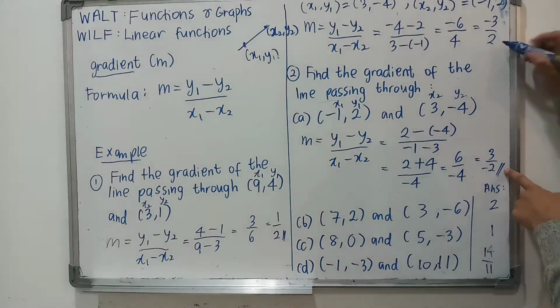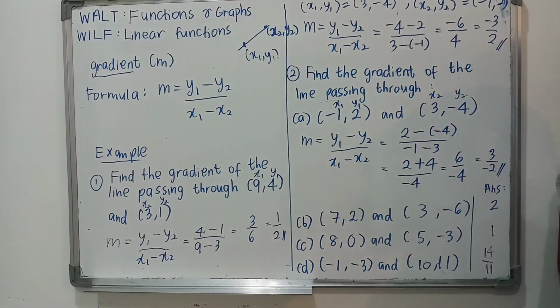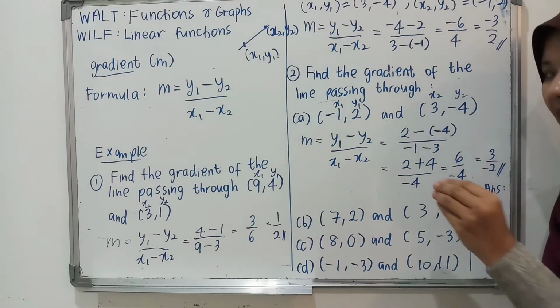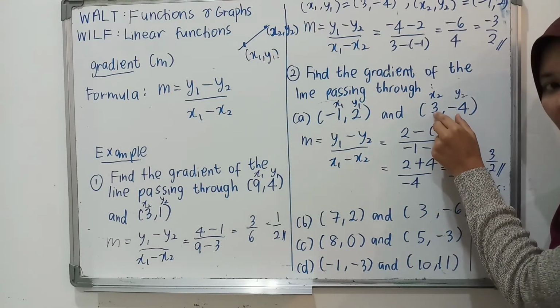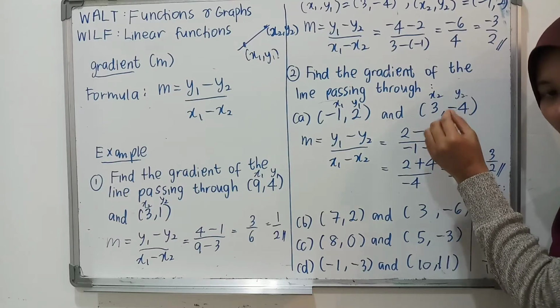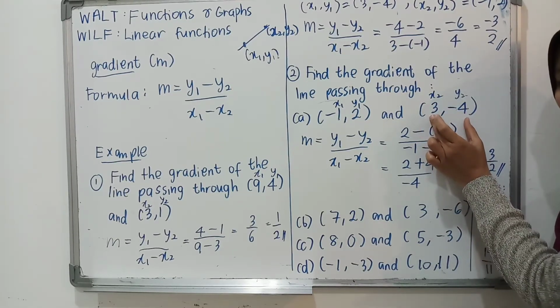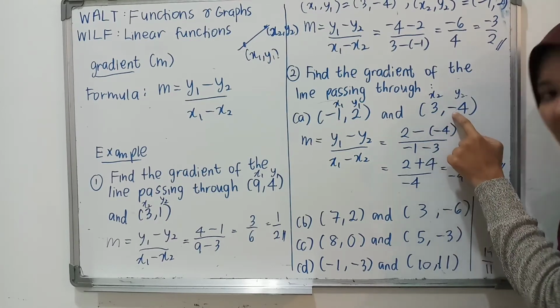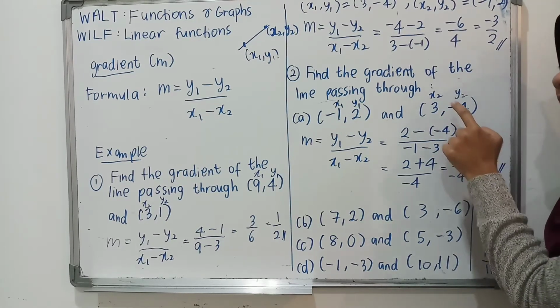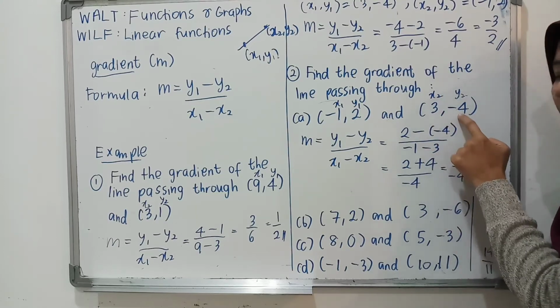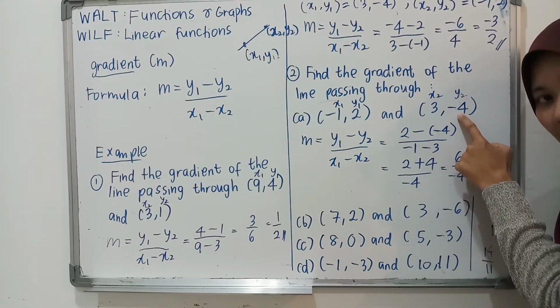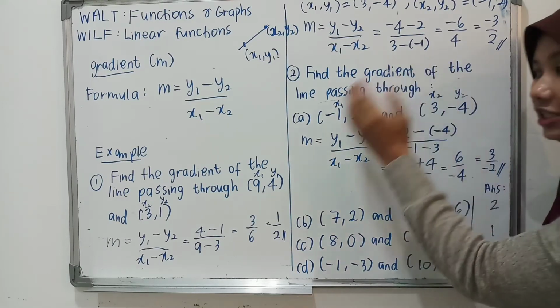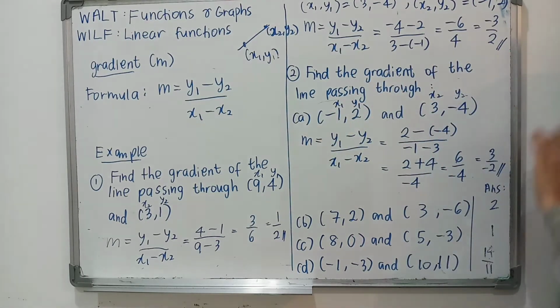Same answer. So it doesn't matter which one is your x1, y1, as long as you take the pair to be your first one. So if you let that one be x1, that one must be y1. If you let that one be x2, that one must be y2. So if you just change the order, you will still get the same answer.